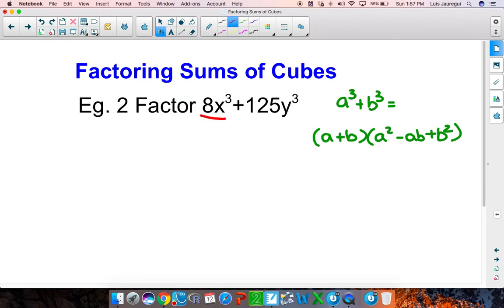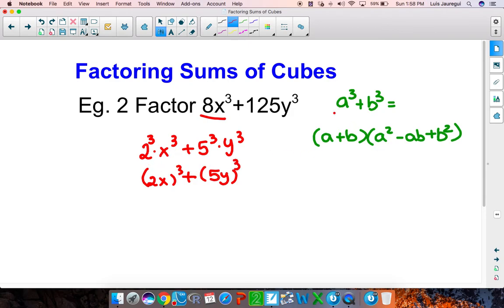Now, let's pay close attention because 8 is the same as 2 cubed. So I'm going to go ahead and rewrite that one as 2 cubed times x cubed here plus 125 is the same as 5 cubed. Okay, so I'm going to write that down as 5 cubed times y cubed. Now, using our properties of exponents, I can rewrite this one as 2x quantity cubed plus 5y quantity cubed. And that's very nice because that's now matching our pattern of a cubed plus b cubed. Now notice here, I can just say then that a is the same as 2x, and b is the same as 5y.